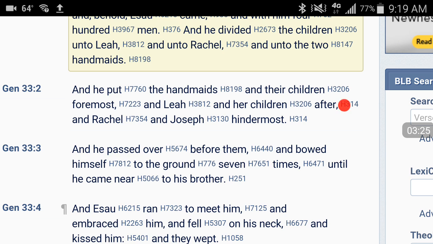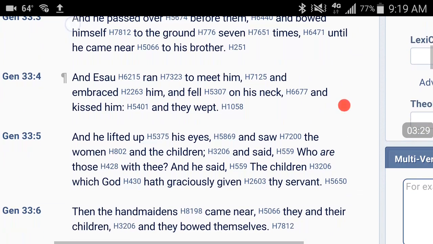So he passed over before them, bowed himself to the ground 7 times until he came near his brother Esau. And Esau ran to meet him and embraced him and fell on his neck and kissed him, and they wept. And he lifted up his eyes and saw the women and children. This is Esau speaking: Who are these with thee? And he said, the children which God has graciously given thy servant.